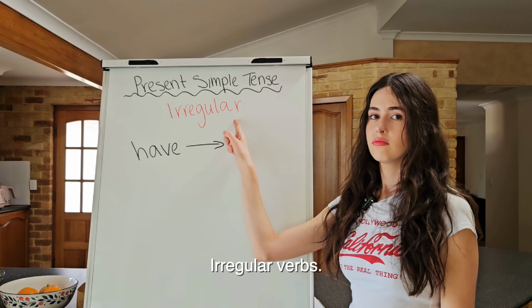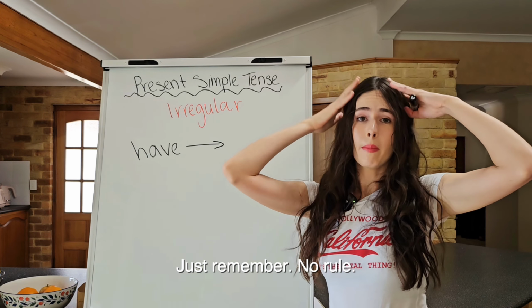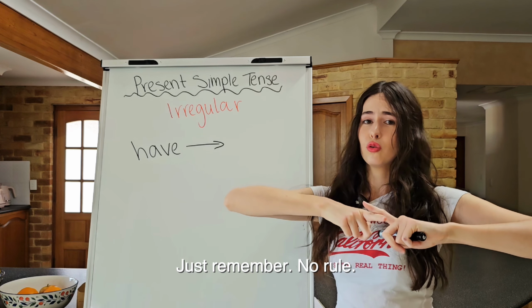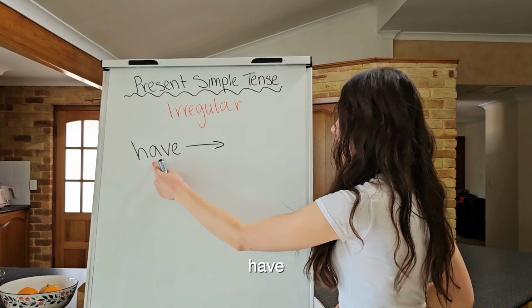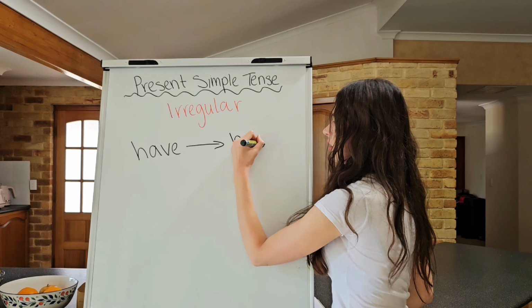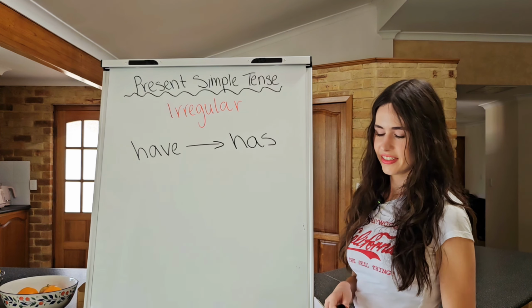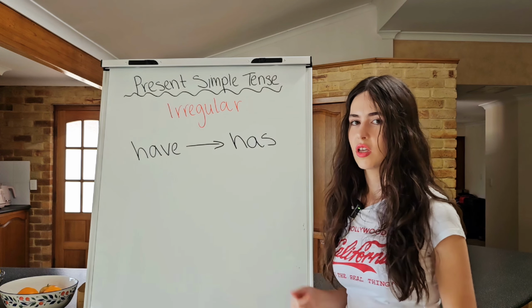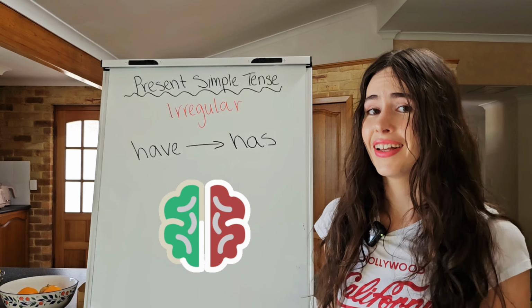Irregular verbs. Just remember, no rule. Have, has. Just remember.